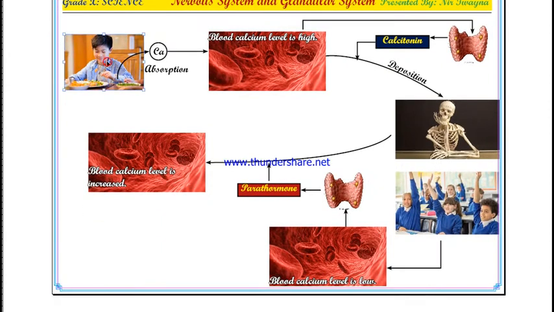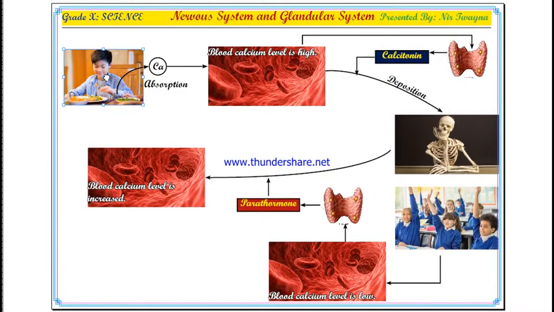When you take your meal, your meal contains lots of calcium, which is absorbed from your intestine. The calcium is absorbed from your intestine and supplied to blood. So calcium level in blood increases. Blood calcium level is very high.